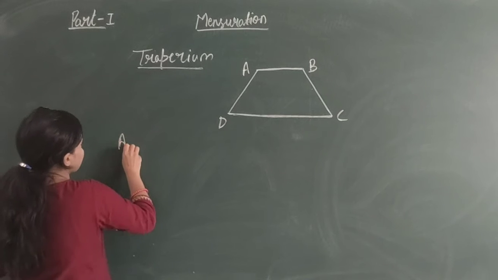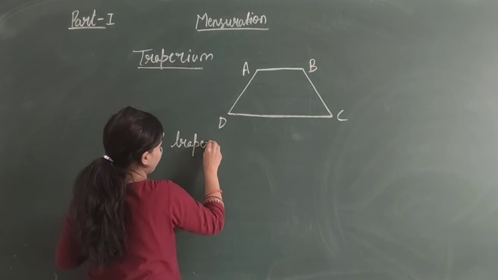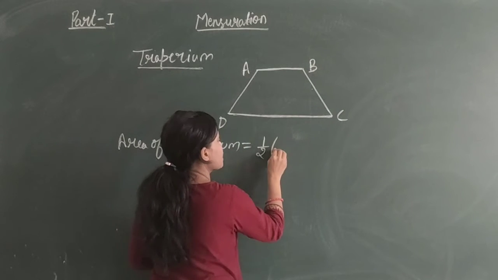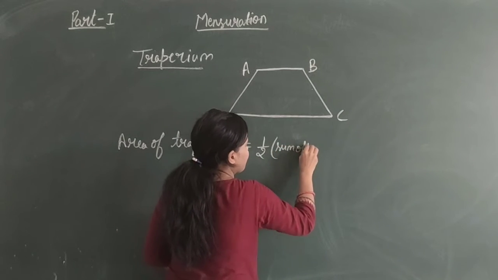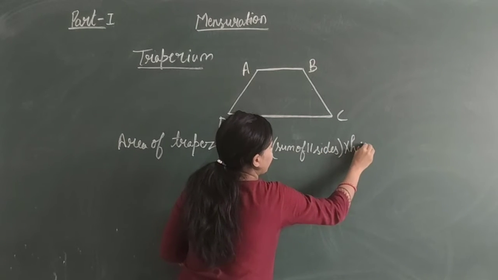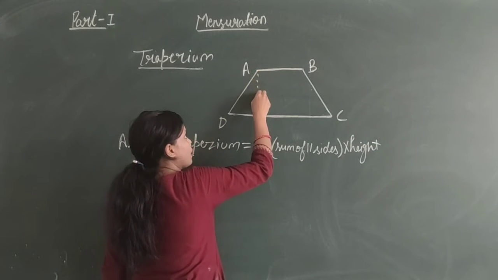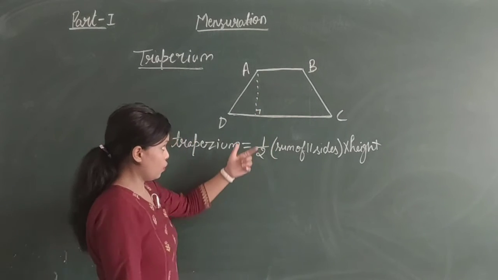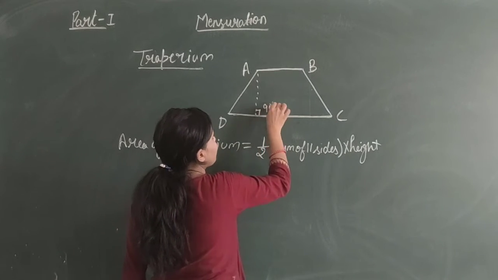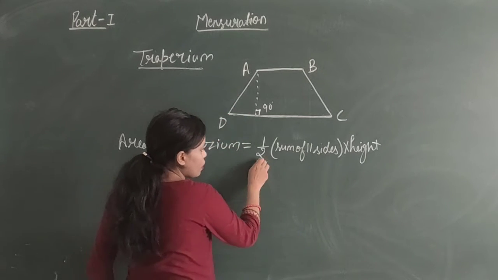So area of trapezium is equal to half sum of parallel sides multiply height. So what is height here? If I draw a dotted line which falls on the base of the trapezium perpendicularly, that will be the height of the trapezium. So this is the height of the trapezium. So this is the formula.